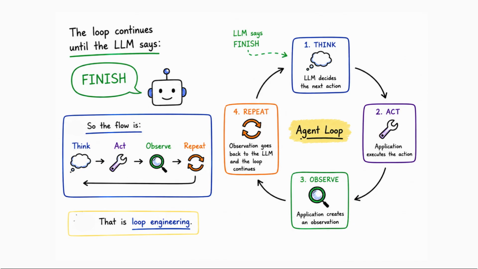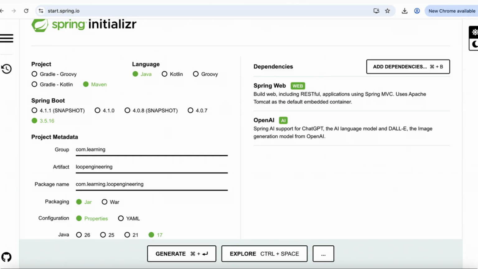That is loop engineering. Since we have already gone through this process multiple times in the earlier videos of this series, I'll keep this part brief. To create a Spring Boot project, simply visit start.spring.io and select the dependencies. For this demo, we are using Spring Web and Spring AI OpenAI Starter. Once you have selected the dependencies, generate the project and import it into your favorite IDE. After that, we will start building our AI agent loop step by step.